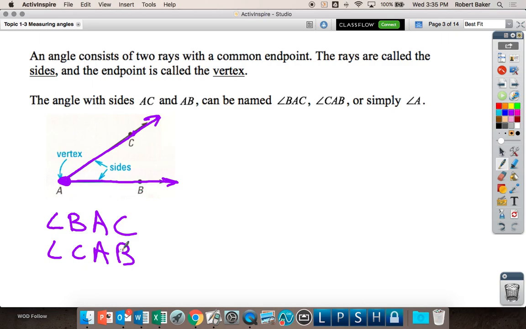There's one more: or just angle A. Did you know that, or did you read that? It's an angle and the vertex. The answers are right there. I want you to see something very specific: they line up. It is always named with the vertex in the middle. So it's either angle A, BAC, or CAB. It's a good way to check.